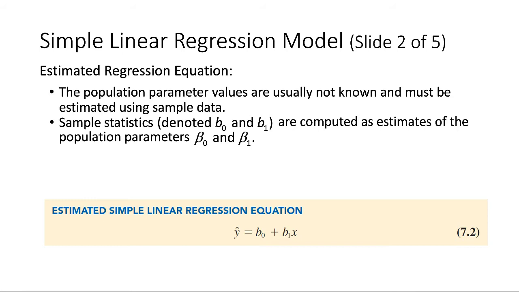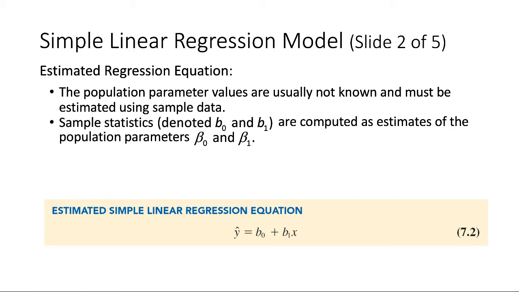In practice, the values of the population parameters beta 0 and beta 1 are often not known and must be estimated using sample data. Sample statistics denoted as b0 and b1 are computed as the estimates of population parameters beta 0 and beta 1. Substituting the values of the sample statistics b0 and b1 for beta 0 and beta 1 in this equation and dropping the error term because its expected value is 0, we get the estimated regression equation, which is y-hat equals b0 plus b1 times x.